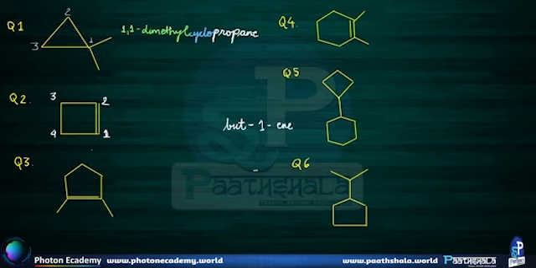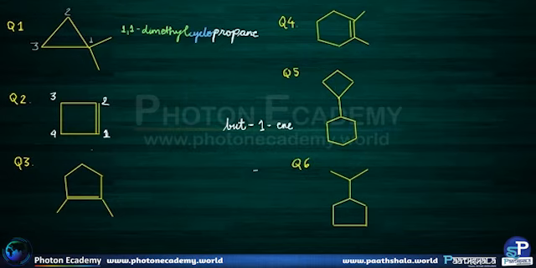Now, if I talk about prefix, no prefixes are required here because there is no substituent. And as we have learned, before every cyclic compound's word root we put cyclo. So, cyclobut-1-ene. This is the correct IUPAC name for this compound.